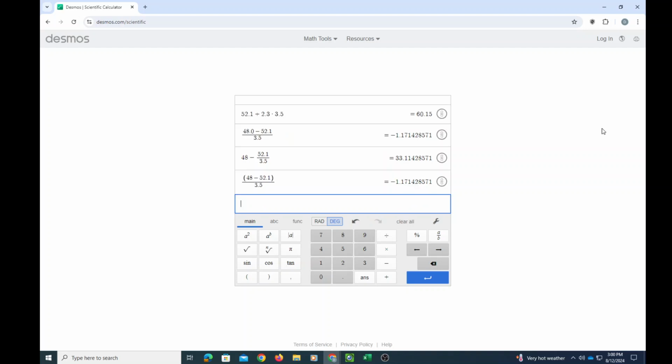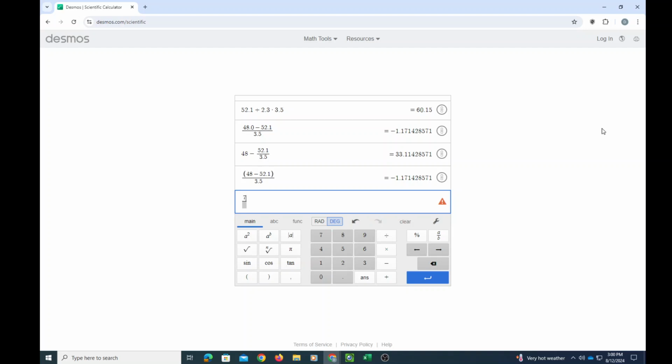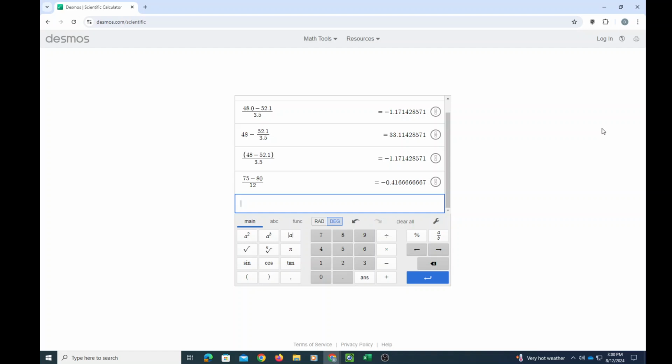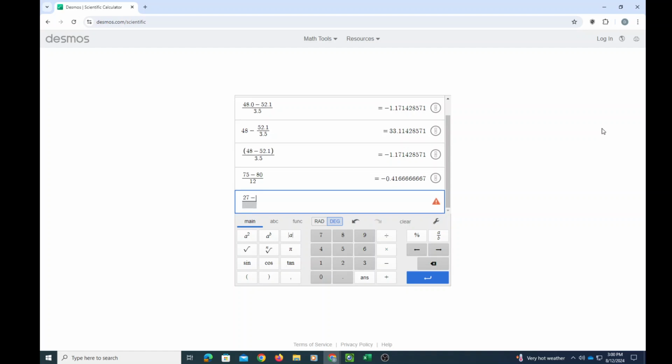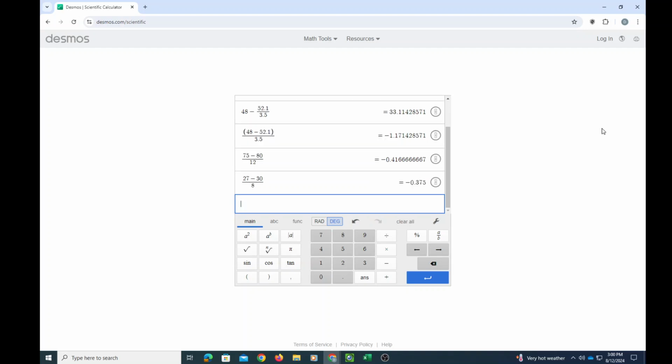So for the history test score, I'll have 75 minus 80 divided by 12. And for our psychology test score, I'll have 27 minus 30 divided by 8. And you'll notice that neither one of those test scores is very good. They're both below average, right? Because they're both negative numbers. So neither is a good score. But I think that this test score is closer to 0 than this one is, so it's a little bit better, right? They're both below average, but this one is further below average than this one is. So this one is a slightly better test score.